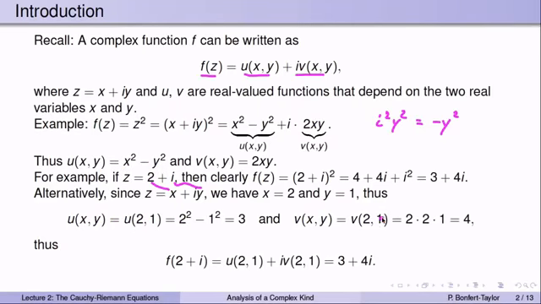Since v takes those two parameters, multiplies them, and multiplies the result by 2, I would get 2 times 2 times 1, which is 4. So f of 2 plus i can also be evaluated by taking u of 2 and 1 plus i times v of 2 and 1. u of 2 and 1 was 3, v of 2 and 1 was 4, so 3 plus 4i. And that is indeed the same result we obtained by just plugging in z into the function f. So these are two alternative ways of looking at the same function, and they'll become helpful when we want to look at the function u and the function v and their differentiability properties.